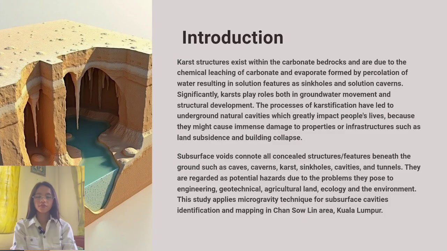For the introduction of this research, karst terranes like those in Kuala Lumpur are formed by the dissolution of carbonate rocks, leading to features such as sinkholes and underground cavities. These hidden voids can cause land subsidence and building collapse, which is a major concern in urban areas. So this study uses the microgravity technique, a non-invasive geophysical method, to identify and map these hazards efficiently and cost-effectively.